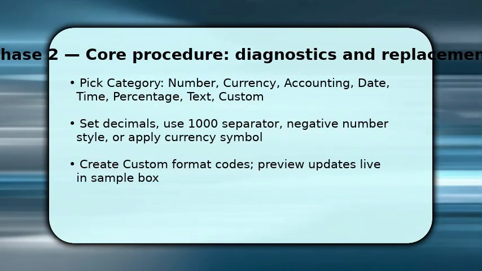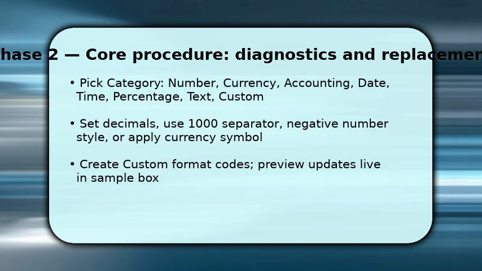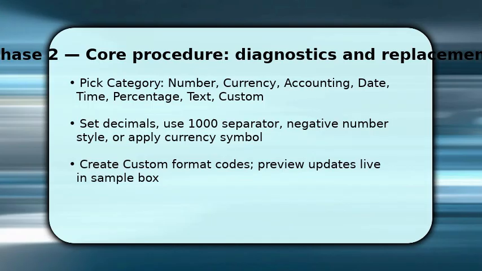Pick number for plain decimals, currency or accounting for money, percentage for ratios, or custom for precise control. Once chosen, set decimal places and enable 1000 separators if needed. For currency, select your symbol and negative number display.